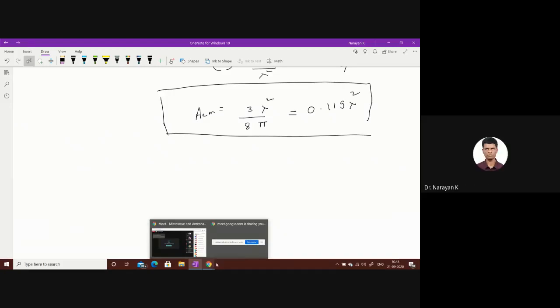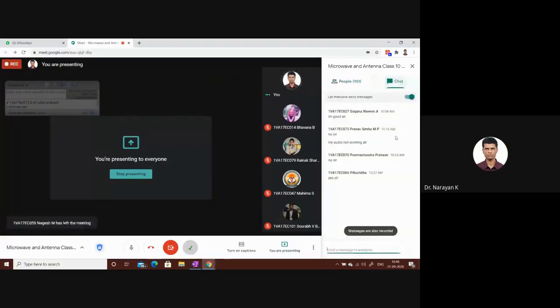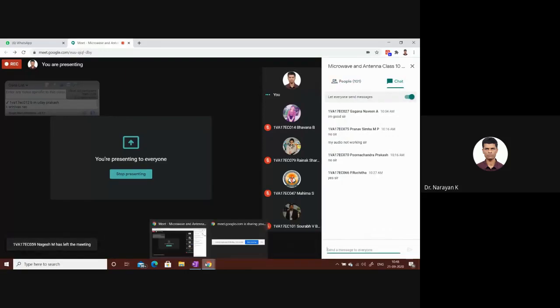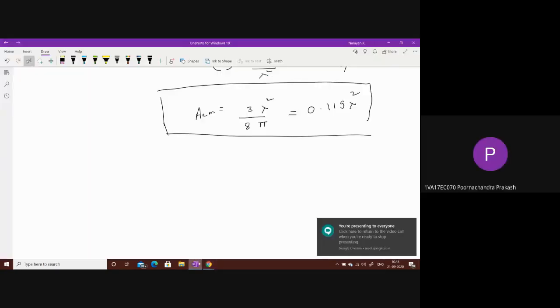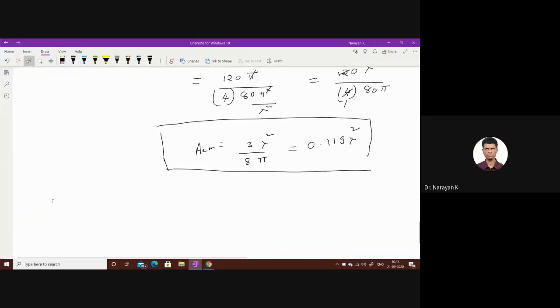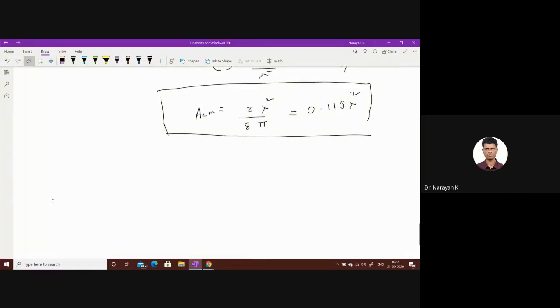Yes, sir. Anyone having any doubts, please get it clarified. Anyone? No, sir. Is it absolutely clear? Radiation resistance of a short dipole or Hertzian dipole. So what will be the question asked? Prove that the maximum effective aperture of a short dipole or Hertzian dipole is equal to 3 by 8 pi lambda square or 0.119 lambda square. Clear? Clear, sir.